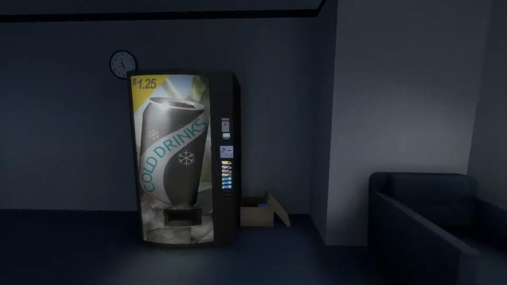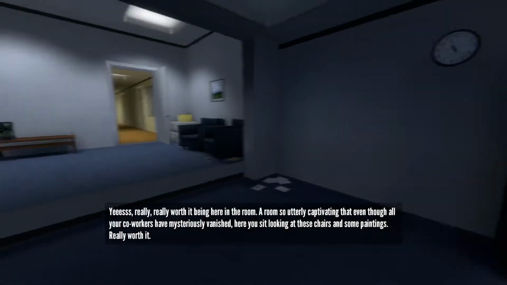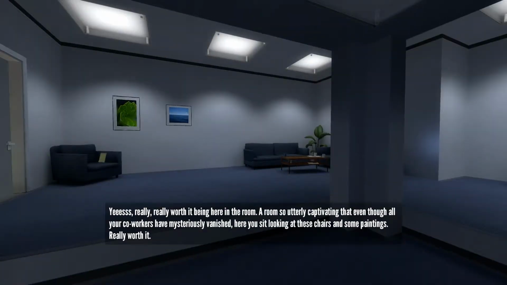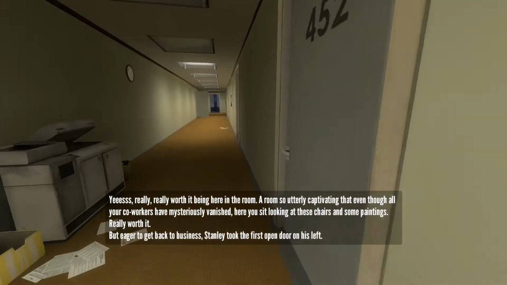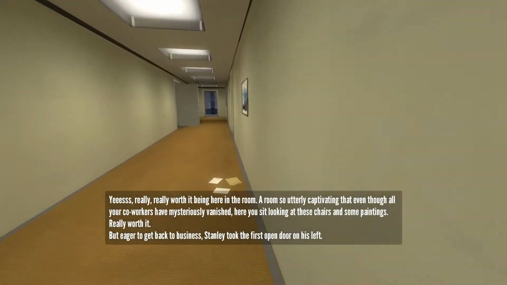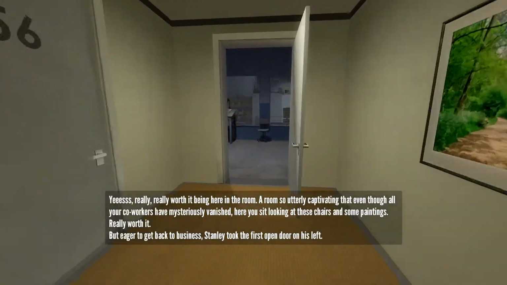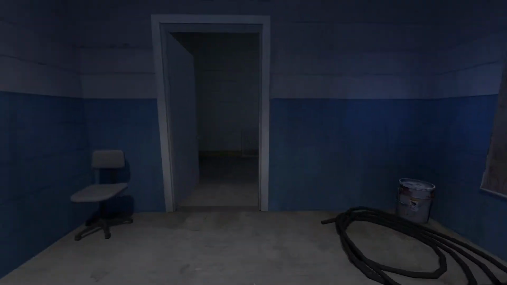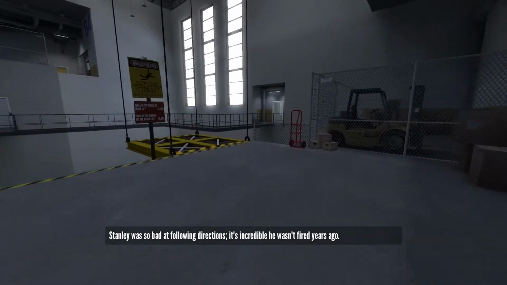We need $1. Yes, really worth it, being here in the room. A room so utterly captivating that even though eager to get back to business, Stanley took the first open door on his left. Stanley was so bad at following directions, it's incredible he wasn't fired years ago.